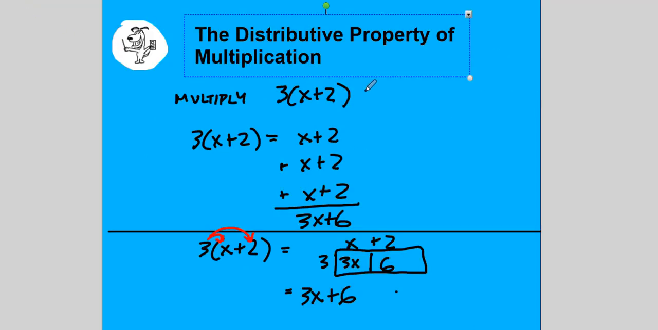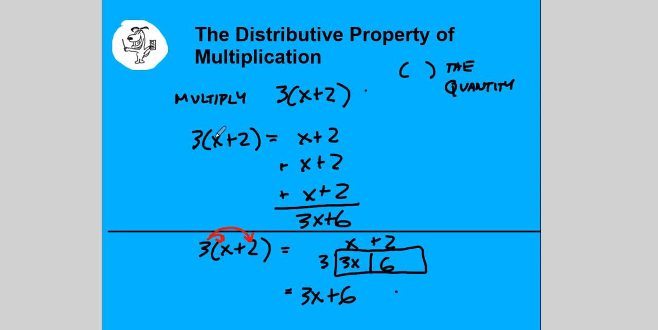Okay, so distributive property of multiplication. Let's take a problem. 3 times the quantity. Remember, parentheses means the quantity. So 3 times the quantity x plus 2.